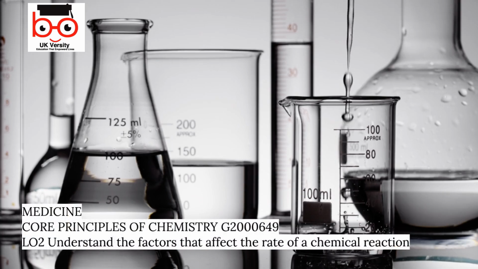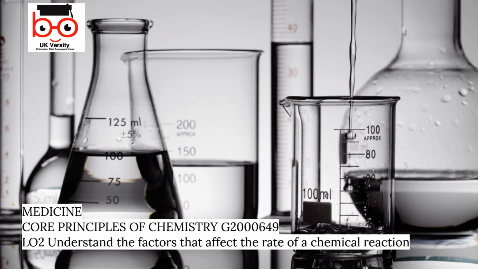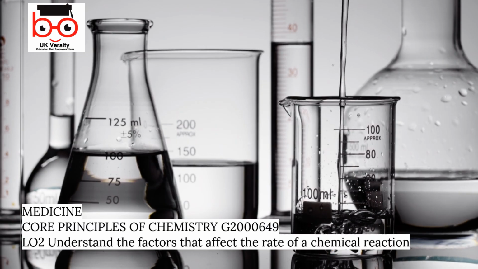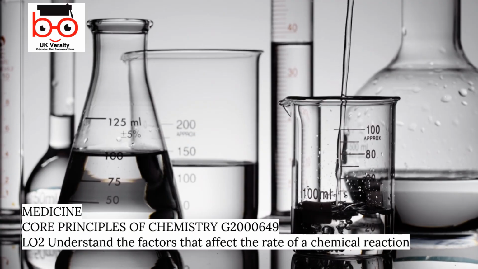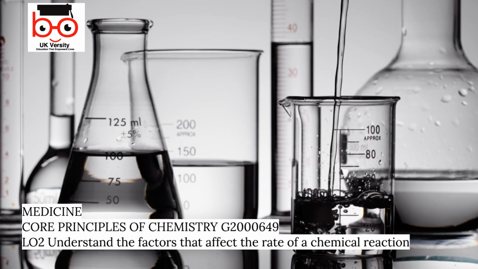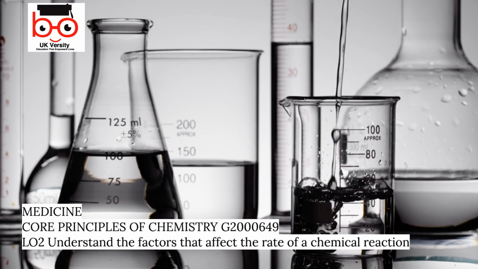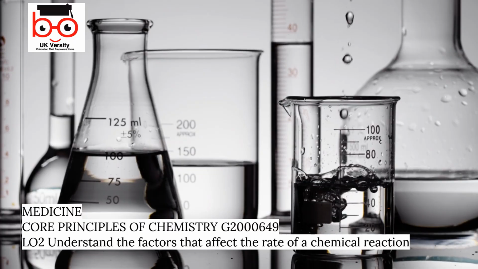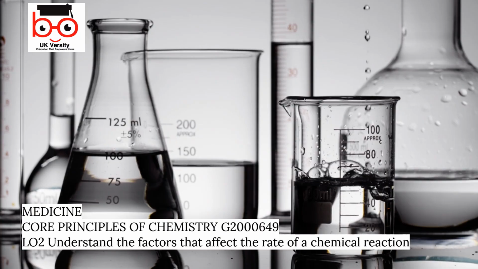In this video, we will focus on learning outcome 2, understanding the factors that affect the rate of a chemical reaction. Chemical reactions do not all occur at the same speed. Some are rapid, while others are very slow. This session explores what determines how fast reactants are converted into products and introduces the key factors that influence reaction rates. By the end, you will have a clear understanding of why reaction speeds vary and how they can be controlled.